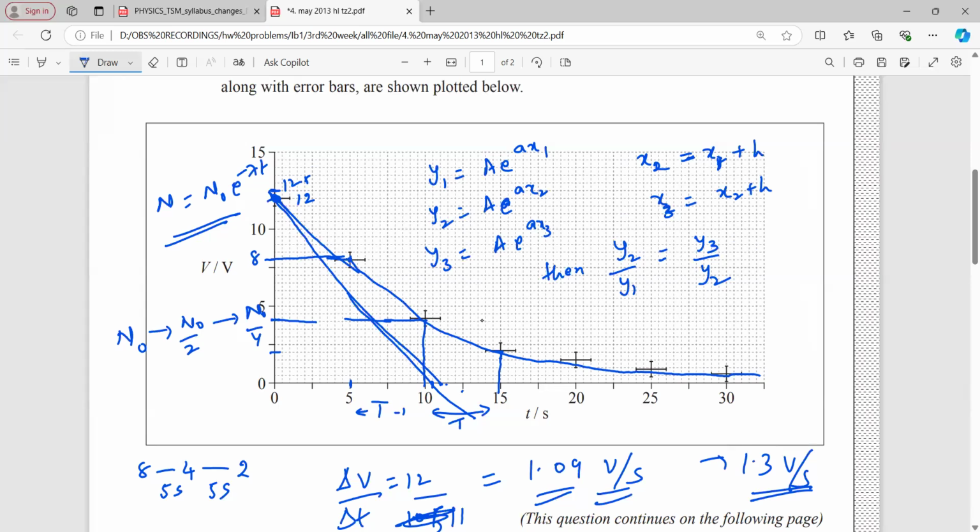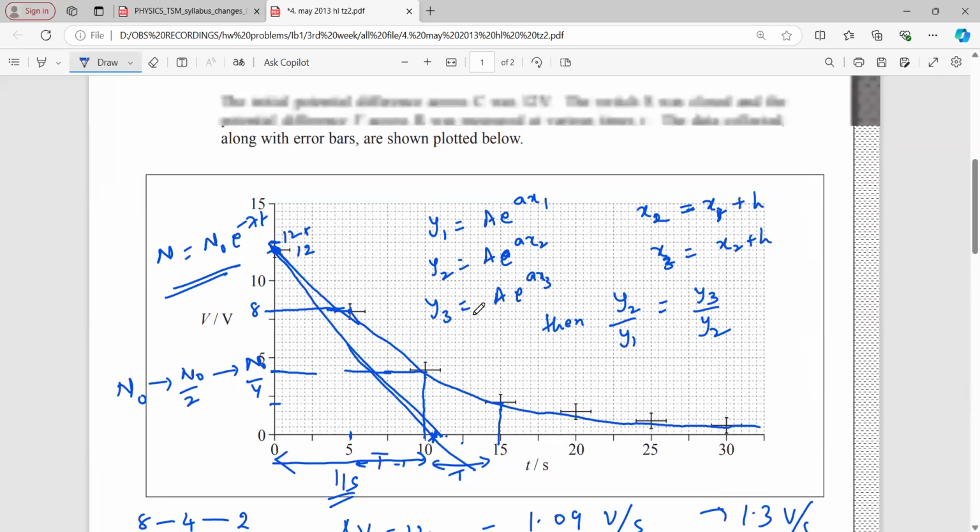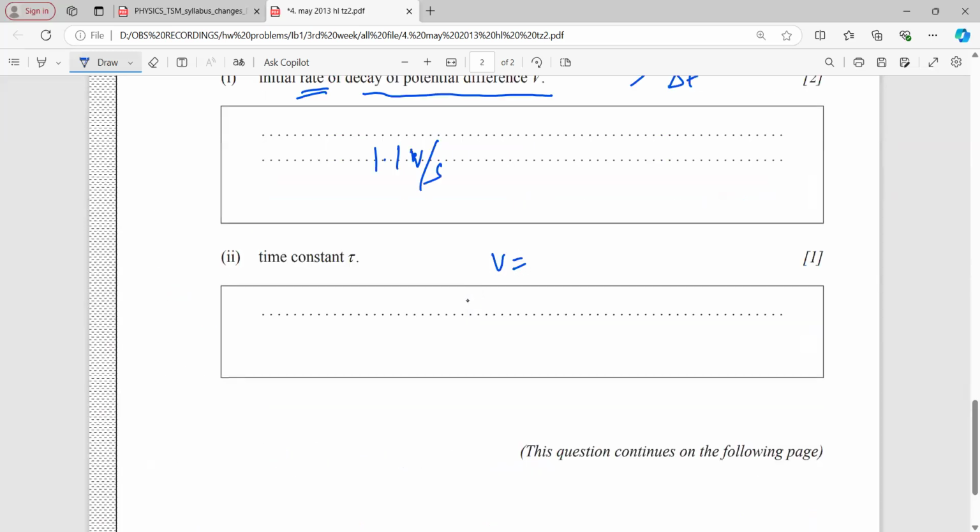See, where does the voltage become zero? Voltage becomes zero here, right? When does it become zero? At a given time here, right? What is the time here? We estimated this as 10.5, 11 seconds over here. This should be your time constant. So 11 seconds should be your time constant. Your marking scheme says this should be 9.5 seconds, because of the line that we have drawn incorrectly.